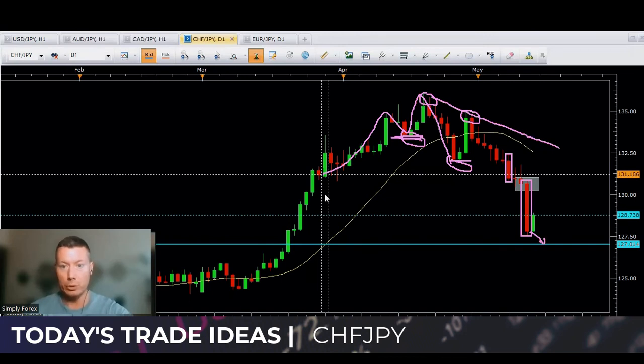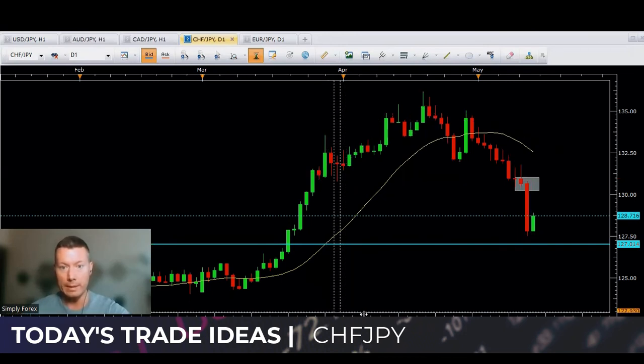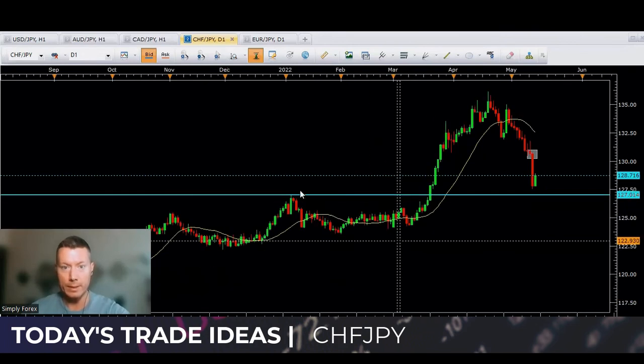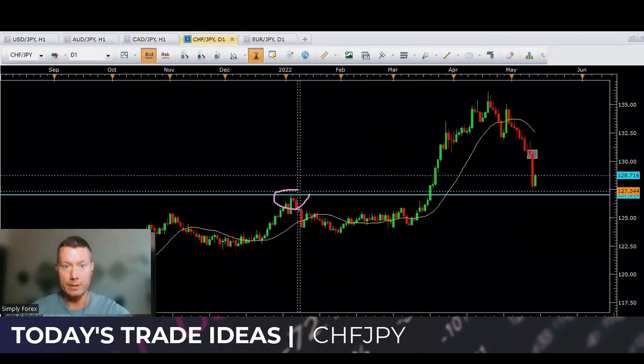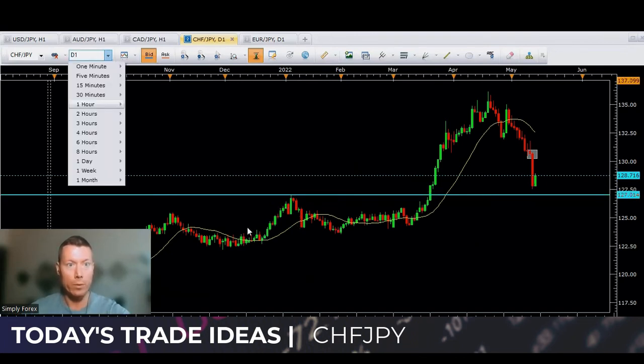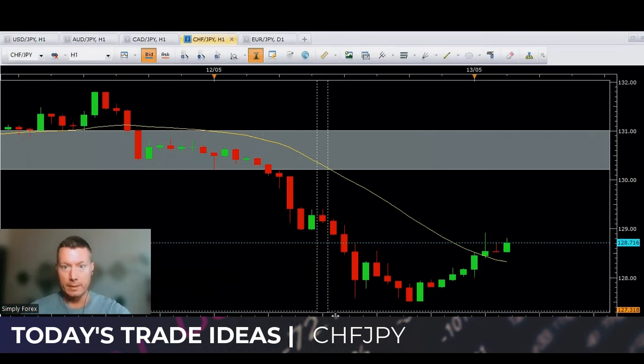Okay, so we're just trying to take price back down to this blue line here. Okay, let me show you why this blue line. Again, my big fat head is in the way, but yeah, this high over here, because once it comes down to here, guys, it could offer support here. All right, so we're shorting this market. Let's look at H1 for execution.